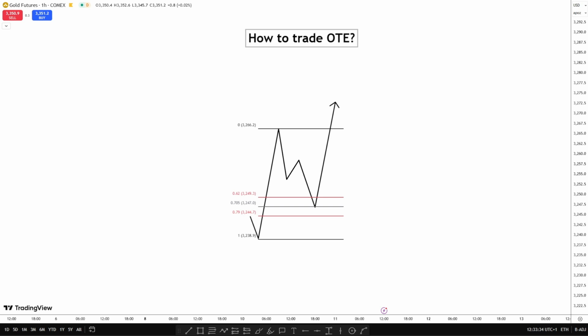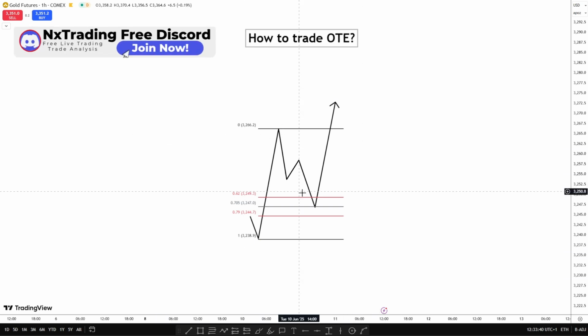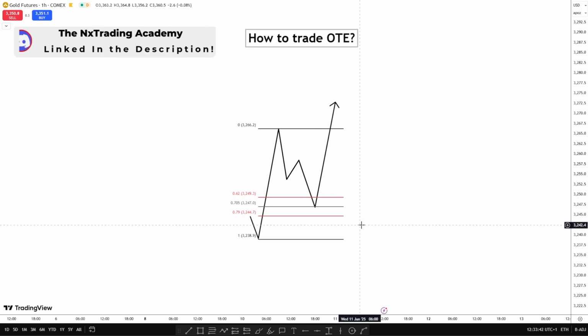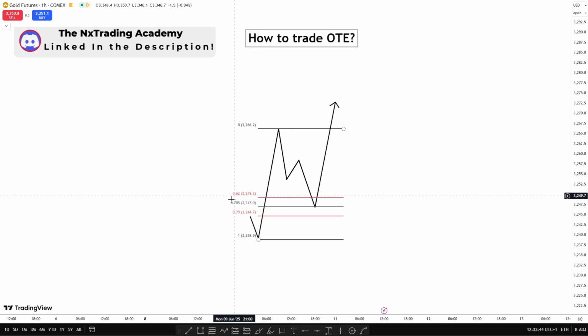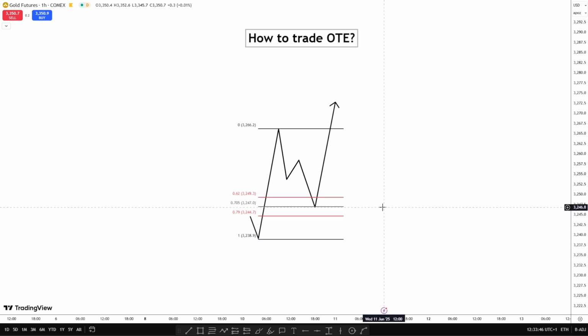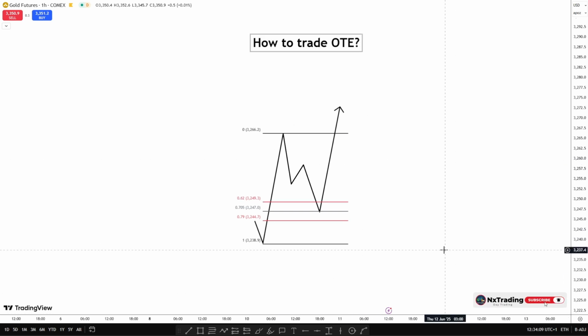In today's video I'm going to be talking about OTE, optimal trade entry. Optimal trade entry is a very strong Fibonacci retracement tool. It gives you a zone of 0.62 to 0.79. I personally use the 0.705 as that is the midpoint between the two, and you can get a more precise entry using this level. But today I'm going to be talking about how you can use this for accurate trade entries, long positions, short positions, and daily bias.